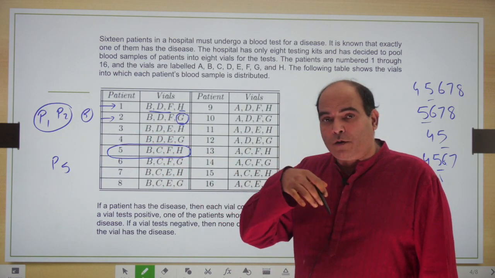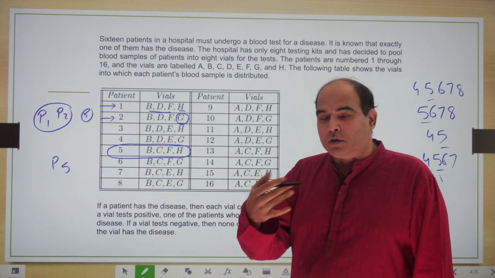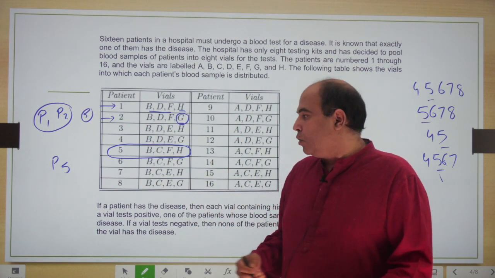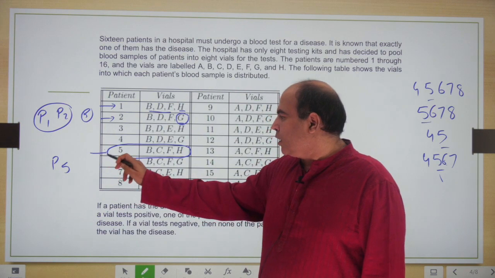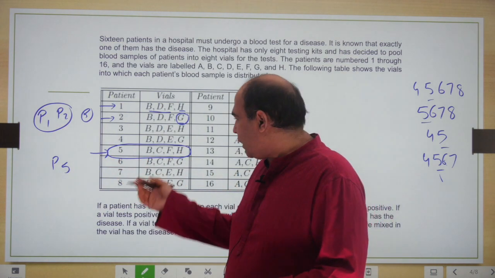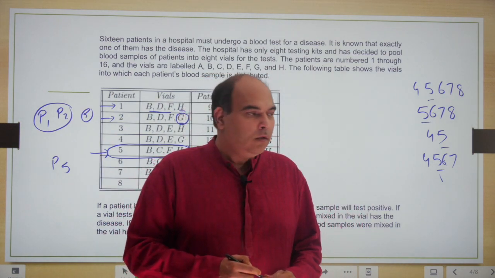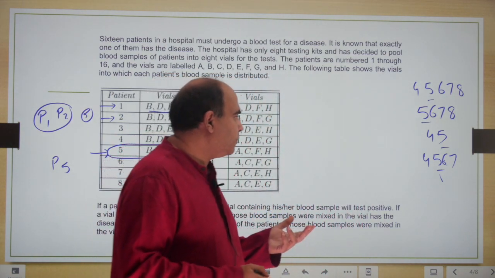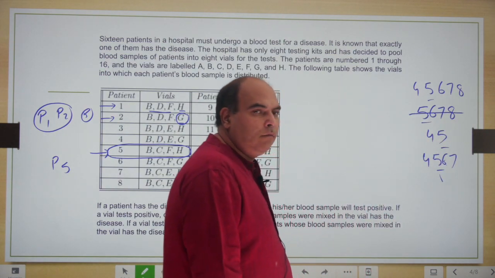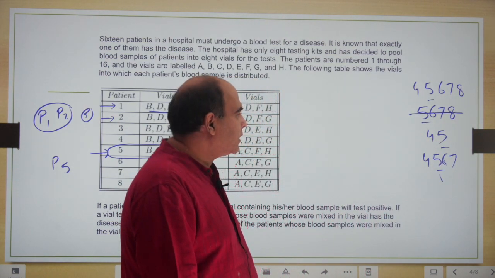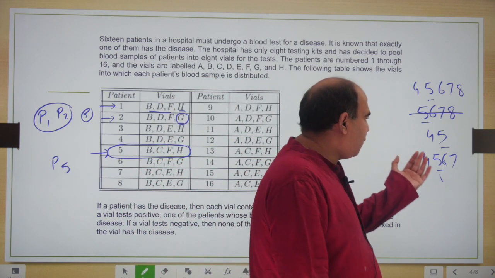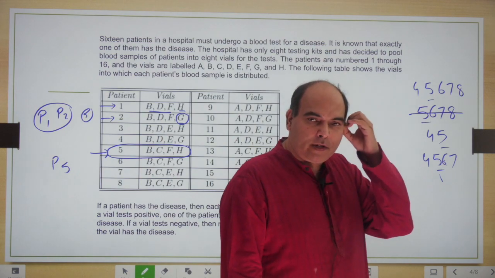But if P1 and P2 both do not have the disease and P5 has the disease, for example, the vials which will turn positive will be only those vials which have P5's blood, and that would be BCFH, 4. So that means 4 is possible, which means we can eliminate 5, 6, 7, 8. We can eliminate 5, 6, 7, 8 easily, right? So yeah, either 4, 5 or 4, 5, 6, 7, 8.